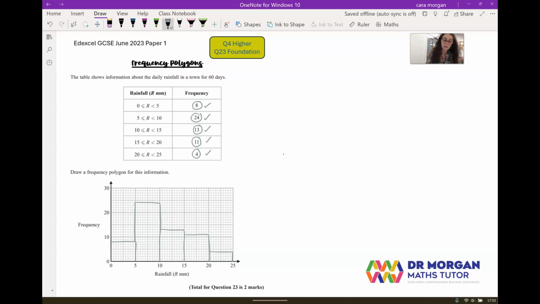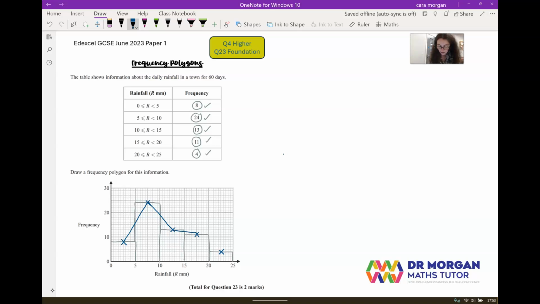Now, in order to draw my frequency polygon, I just need to plot the midpoint of each of the bars. So I'm just going to pop a little cross at the middle, at the top of each of my bars. And then what I'm going to do with my ruler, or if I don't have a ruler, like right now, I'm going to try and join them with a straight line. So I'm going to join each of my points together with a line as straight as I can manage.